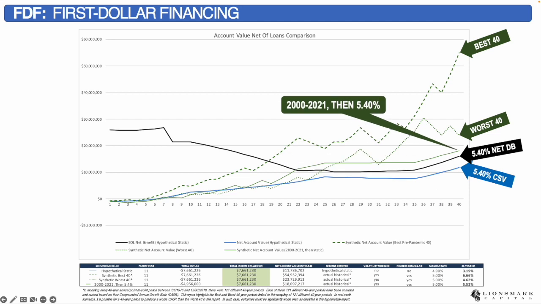Now the solid green line here, this to me is one of the most important things to look at, especially in the environment that we're in right now. This is a synthetically constructed 40-year period. The first 20 some odd years start out between the years 2000 and 2021. And then after that, we're showing a static return of 5.4%. Why is this so important?